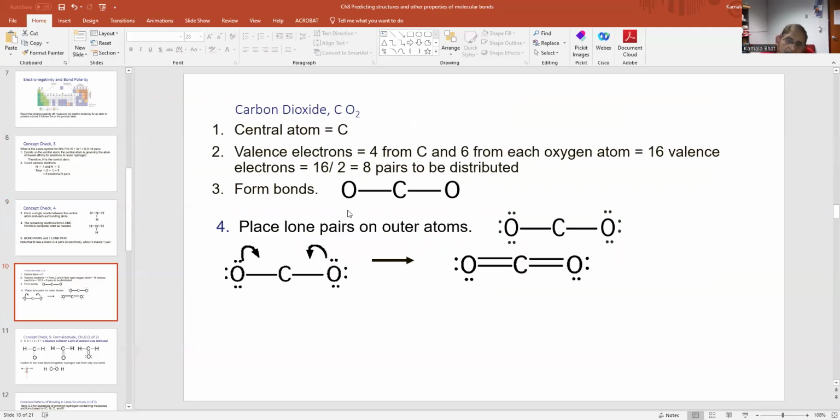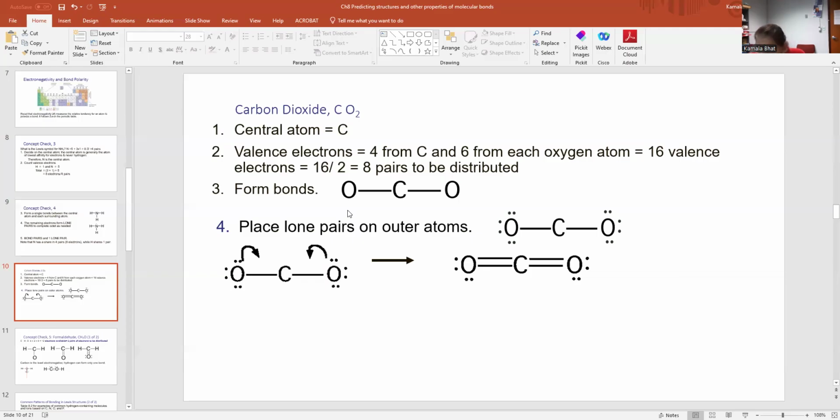From the 8 pairs, if you take out 2 pairs for the bonds, you are left with 6 pairs of electrons. The atoms on the extremity are 2, so 6 divided by 2 is 3 electron pairs per oxygen atom. As soon as you give 6 electrons to each oxygen atom, the oxygen atom has completed its octet. However, carbon has not completed its octet, and therefore 1 lone pair from both oxygen atoms comes in between to form a double bond. Now carbon completes its octet, and oxygen completes its octet on both sides.